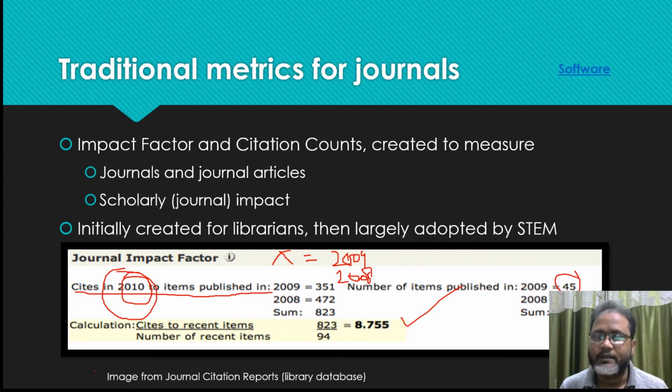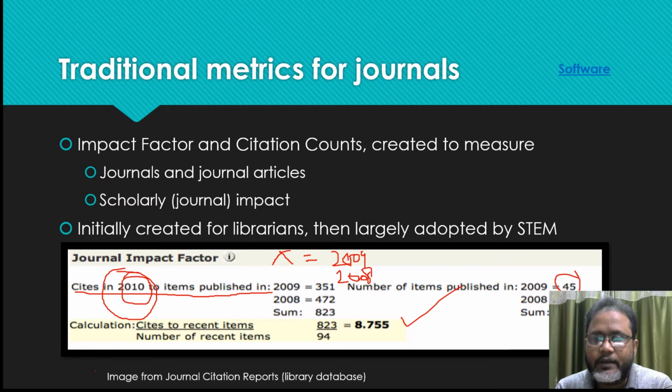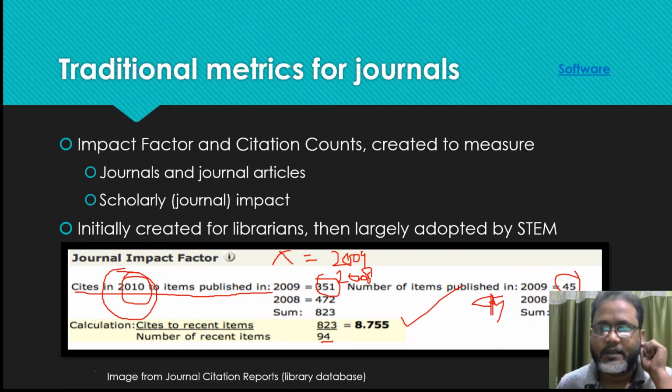and for 2008 we got, as it's hidden, 94 minus 45, that is what? Near about, you see, 45, 94. So this might be 49. In 2008 we got 49. So 45 plus 49, that is actually 94. And in 2009 total 351 citations were received by those particular items.